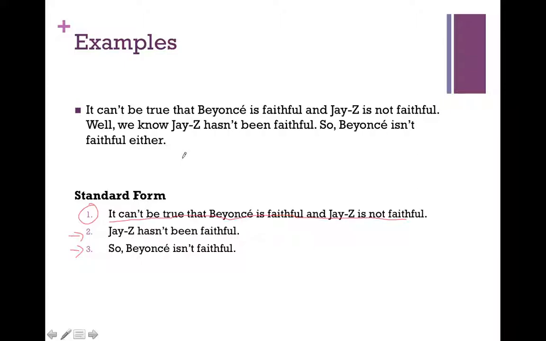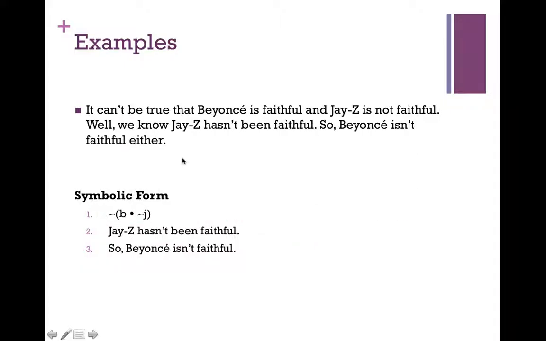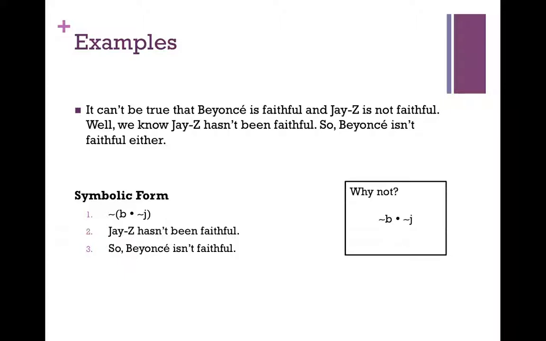And here is how we do that. It looks like this: not (B and not J). Now, you might be thinking to yourself, wait, Mr. Newton, how in the world did you get that? Why is it not this? Why is it not not B and not J? And the answer to that question is kind of complicated. I'm going to try to explain it in a couple of different ways.